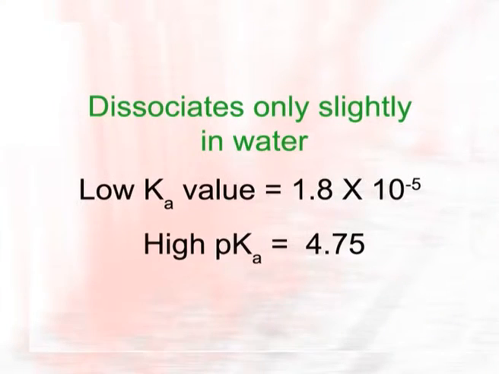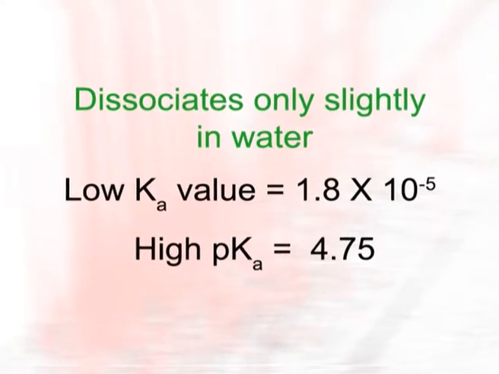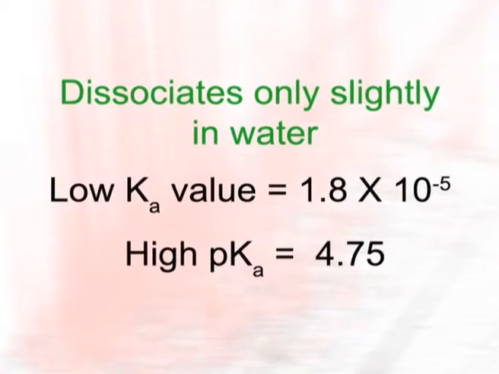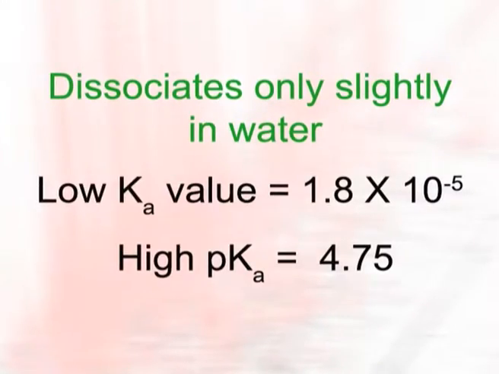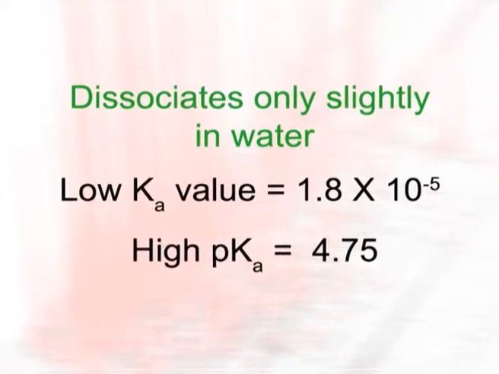In terms of Ka and pKa, the Ka of this reaction is 1.8 times 10 to the power of minus 5, which gives a pKa value of 4.75. That means weak acids have a low Ka and a high pKa value compared to the strong acids.